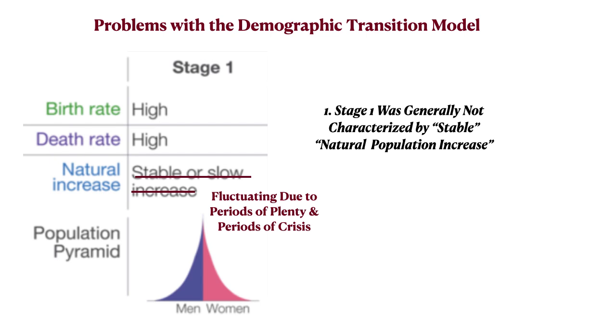So I crossed out stable or slow increase because I'd say really it was fluctuating during periods of plenty and periods of crisis, something that Thomas Malthus wrote about a lot. And I think, again, this is quite undeniable, if you actually look at the data we have on pre-industrial countries. It wasn't a situation of population stability. There were lots of ups and downs, and both the birth rate and the death rate especially would vary quite a bit.